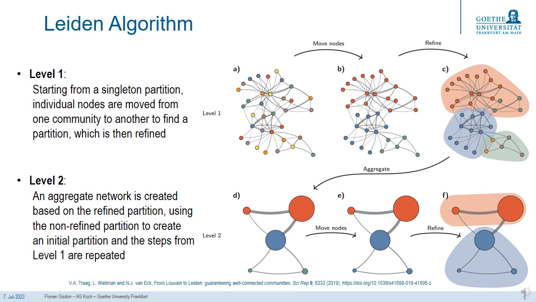The basic steps of the Leiden algorithm are the movement of nodes between the communities and a refinement. Starting from a singleton partition in A, B shows the initially computed partition and C the refined one. Based on the refined partition, an aggregate network is created, shown in D. However, the communities in the aggregate network are assigned according to the initial partition from B. For example, the red community in B is refined into 2 communities in C, and after aggregation, they define 2 nodes which belong to the same community. This procedure of movement, refinement, and aggregation is repeated until the best partition is found.